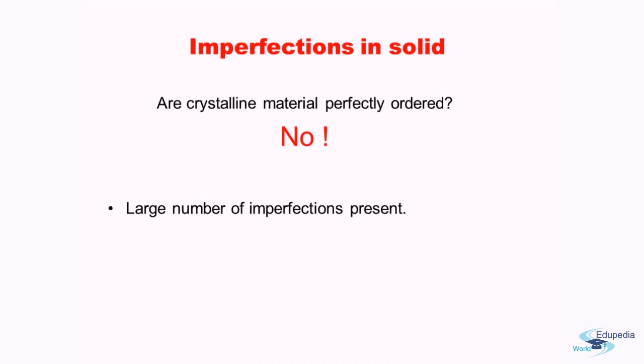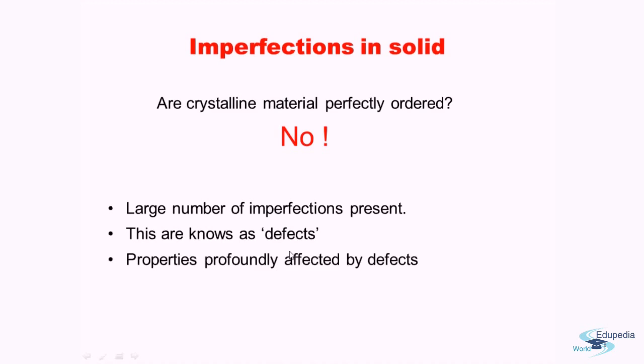The type of imperfection present may be different in single crystal and polycrystalline material, as we'll see. And also within the polycrystalline material, there may be different kinds of imperfections present. These imperfections present in a crystalline material are known as defects. As the term suggests, a defect is a kind of deviation from perfection. That's why defects.